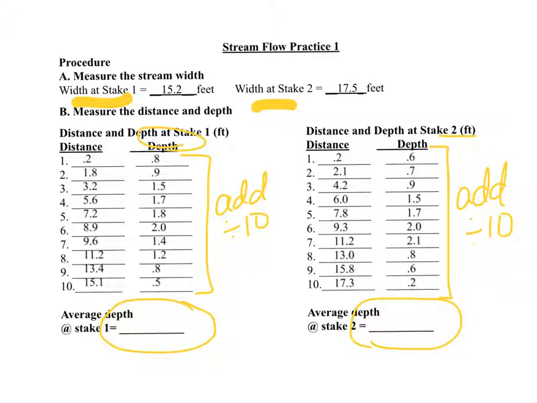So once you've plugged that all into the calculator, added it together, and divided by 10, the first depth average we should have gotten is 1.26, and that's of course measured in feet. And then over here for our second calculation, adding them up and dividing by 10 has given us 1.11 feet. So those are our average depths for each of the 2 stakes.